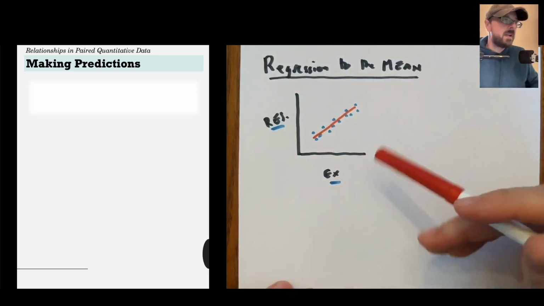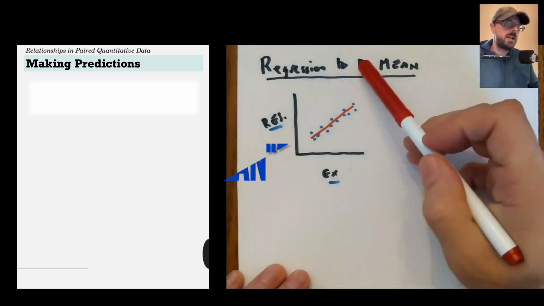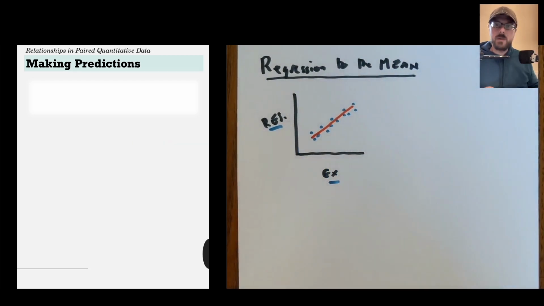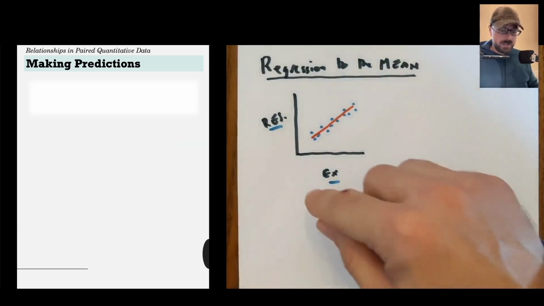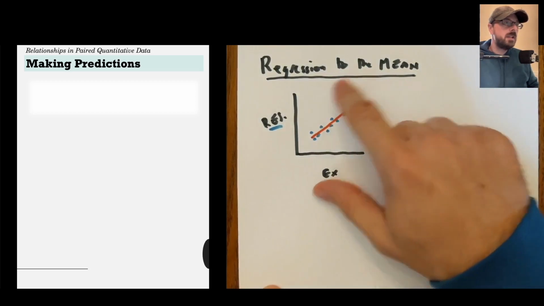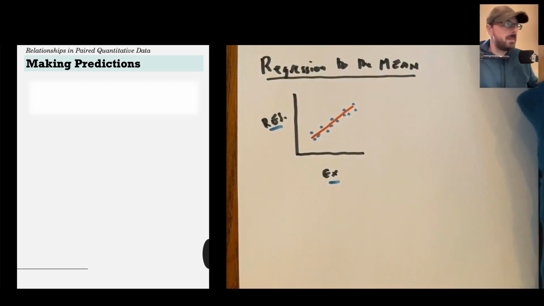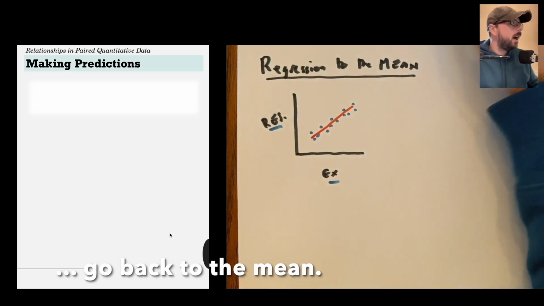The way that we make predictions, as we're going to see here, is called regression to the mean. In today's video, we will hopefully understand how the predictions we make based on a line are really predictions that regress to the mean, that always go back to the mean. So let's start with a basic example.